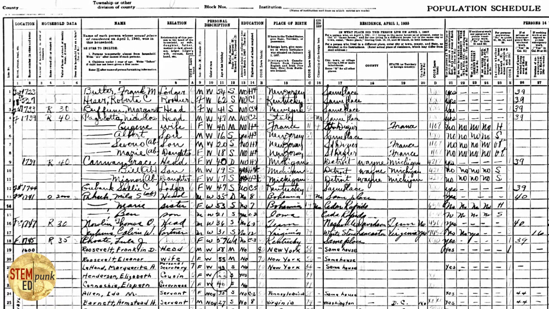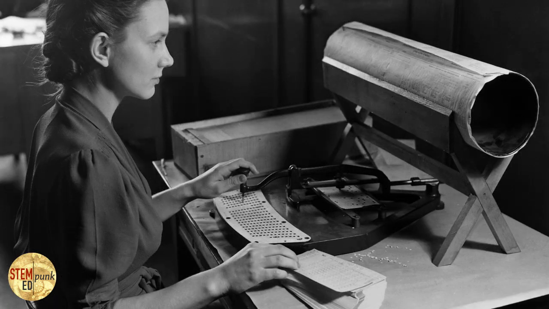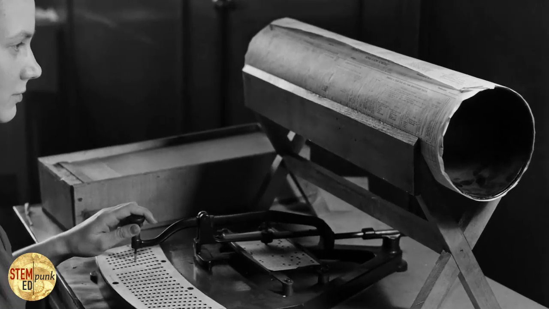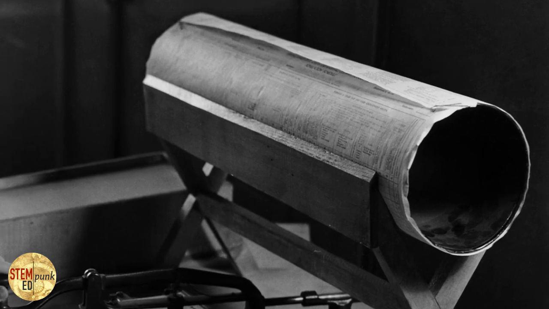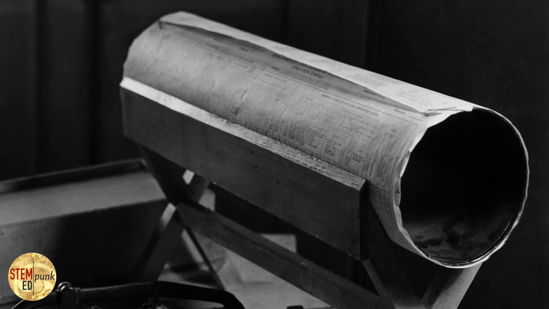And as you can see, there was quite a lot of information on each sheet. As the schedules were completed, groups of them were sent to offices where they would be rolled onto cylinders so that the information could be viewed one line at a time by a census worker. Originally, each line of information would be rewritten into large books, which took up a lot of space and were difficult to use when looking up any single set of information.